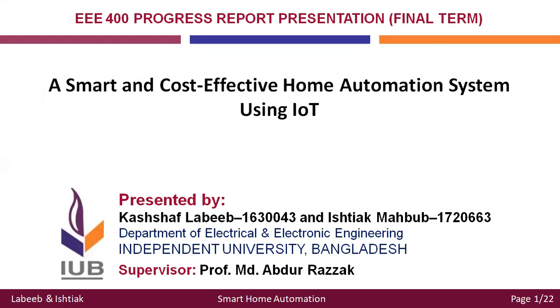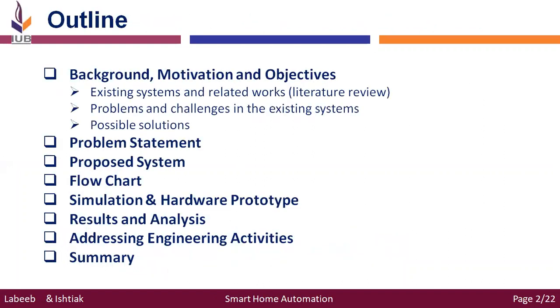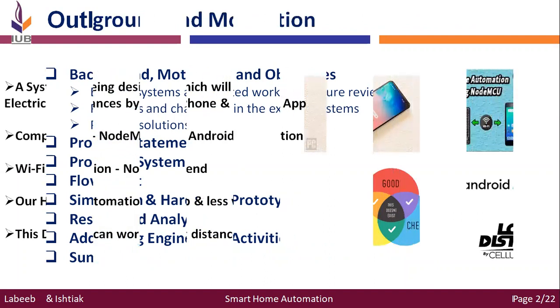Hello, I'm Kashaf Labib and my group partner is Istiak Mahbub, and our topic is a smart and cost-effective home automation system using IoT. So here is the outline. We have discussed the background, motivation and objectives, the problem statement, proposed system, flowchart, simulation and hardware prototype, result and analysis, addressing engineering activities and its conclusion.